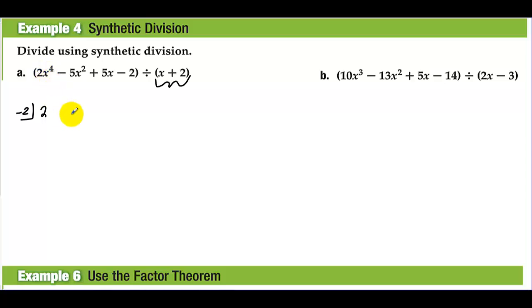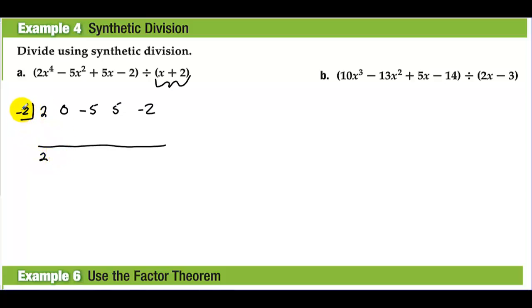So we have 2 for the x to the fourth. We have 0 for x to the third, negative 5 for x squared, 5 for the x, and then minus 2 out here on the end. Now we're going to draw a line, and we're going to leave some space underneath. Now everything is multiply and add, but we're going to bring the first one down.